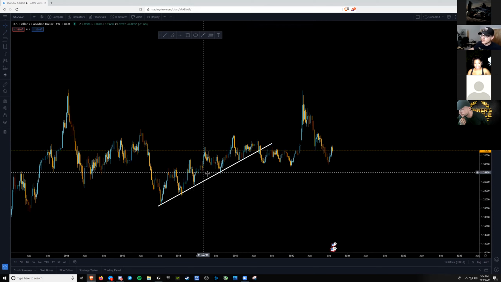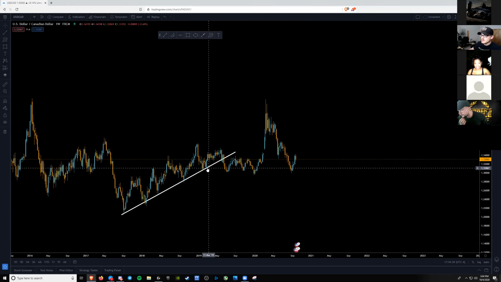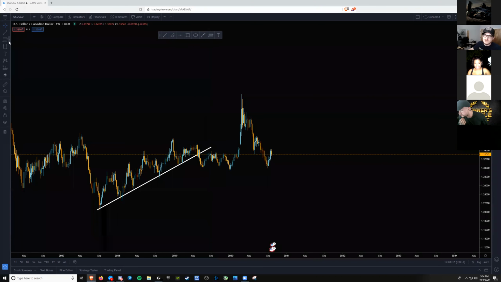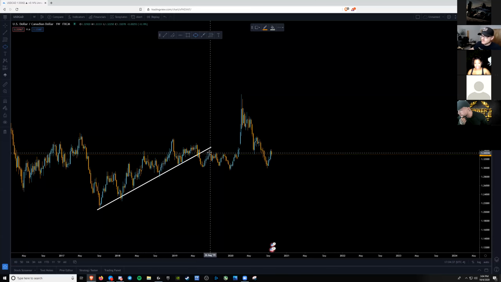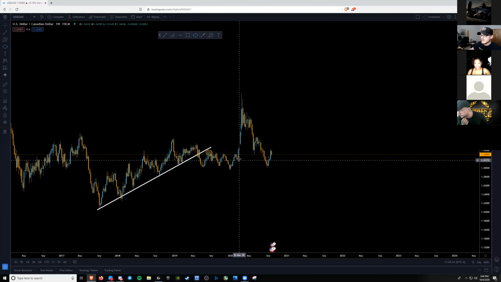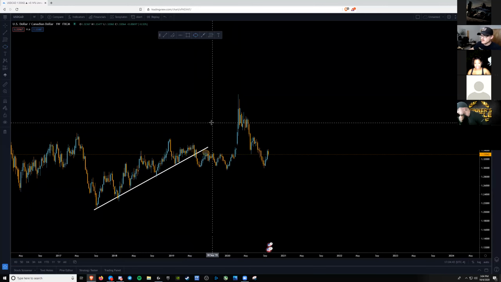You can see all the higher highs, higher lows happening right here. And then we had the break of structure here and then a retest. This is actually a really good example of that. So we had the break of structure right here, and then we had this retest of this trend, and then we had a downtrend form from there.